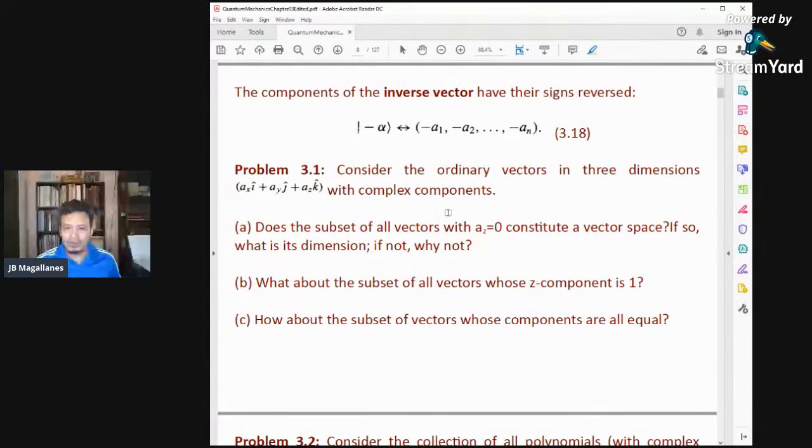So here's a problem. Consider the ordinary vectors in 3 dimensions with complex components. Does the subset, meaning a set within a set (I think you know the meaning of a subset), of all vectors with Az equals 0 constitute a vector space? If so, what is the dimension? If not, why not? Is it a vector space?